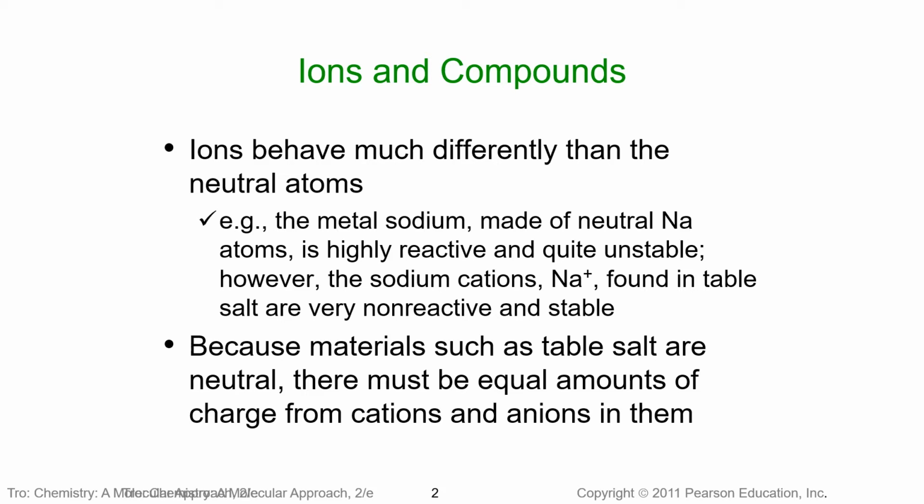Because we have materials like table salt where we have a positive sodium, we must have an equal amount of negative charge because overall the material is neutral. So our sodium has a positive charge. In table salt, our anion is chlorine. It has a negative charge, and when we combine them, overall the charge is 0.